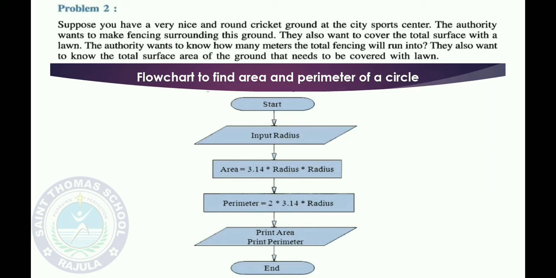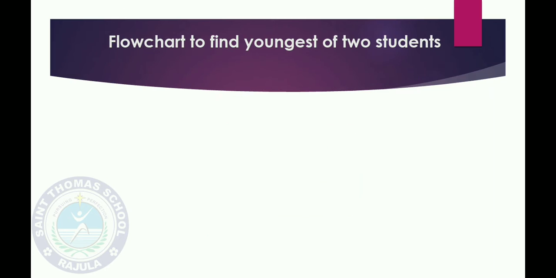So the basic requirement here, the core part, is the process. And for the processing, you must know the formulas, that is, how to find the area and perimeter of a circle. Once you know that, the rest of the things are very easy with the help of the components of a flowchart, that is the terminal symbols, input output symbols and processing symbols. Now we are going to discuss the next problem.